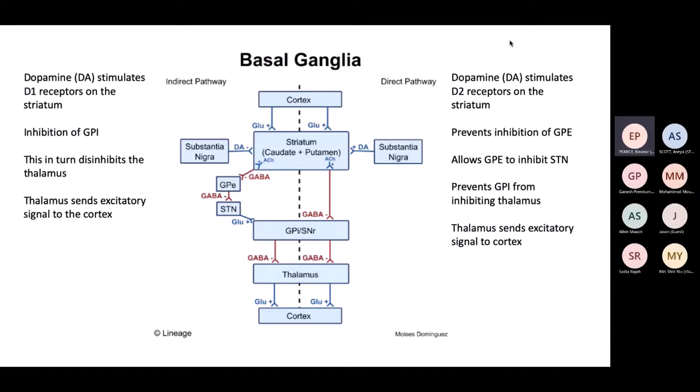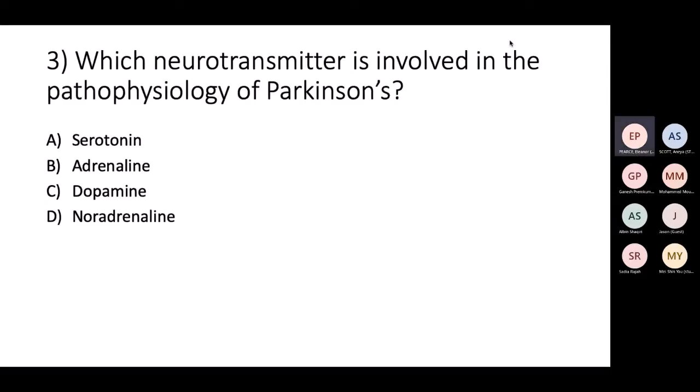So this took me a long time to get my head round in med school. It's just something that you have to sit down and go through and learn. But I thought this diagram summed it up quite nicely. So which neurotransmitter do you think is involved in the pathophysiology of Parkinson's disease?